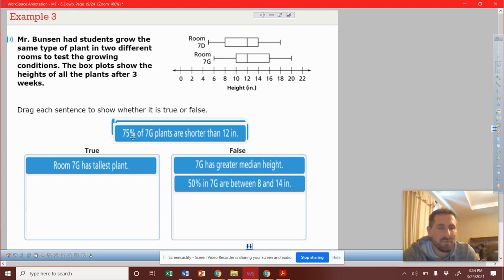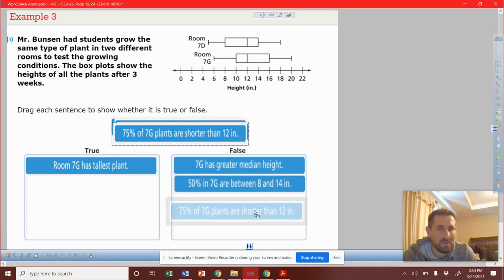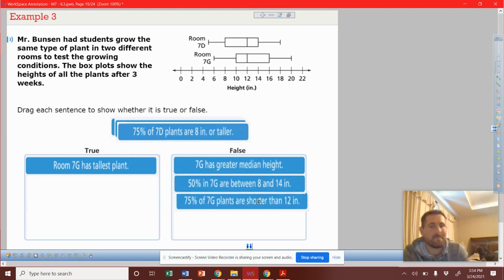Okay, 75% of 7G plants are shorter than 12 inches. So we should know each part of a box plot represents a fourth. So you've got 1/4, 2/4, 3/4, which is 75%. So 75% of 7G plants are shorter than 12? No, the median is at 12, so that means 50% are shorter. That one's going in the false category.